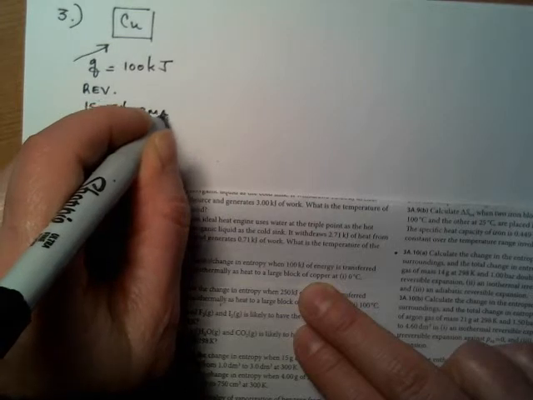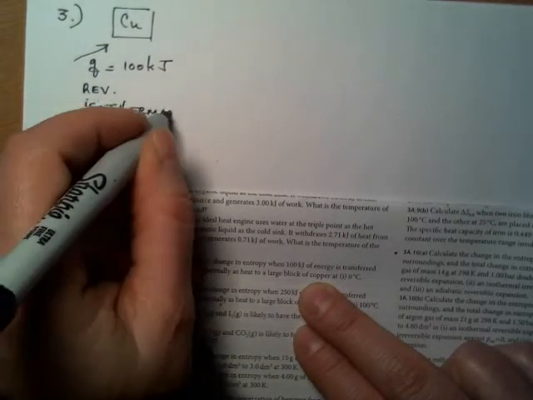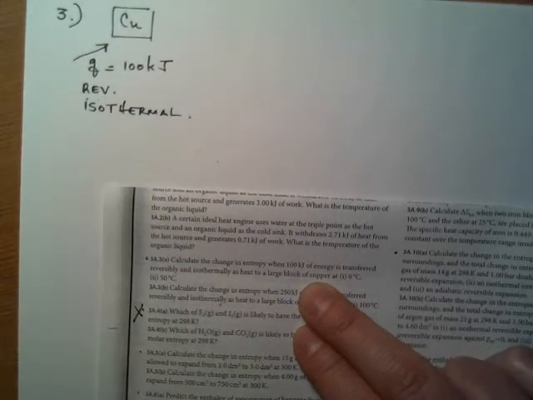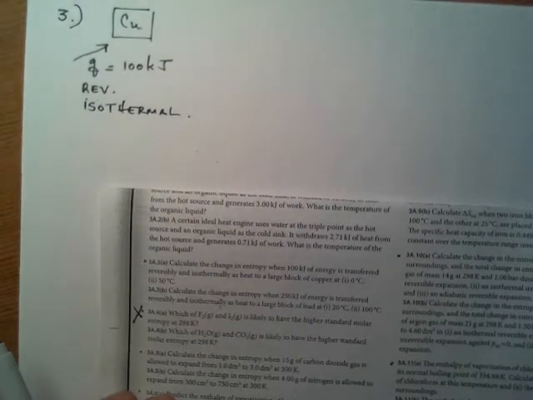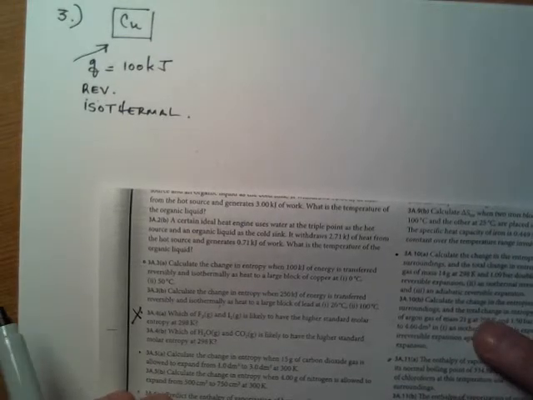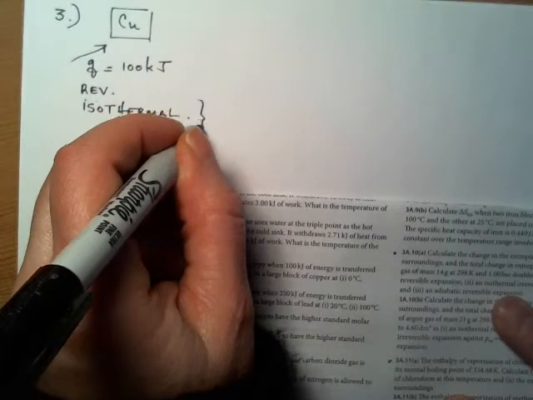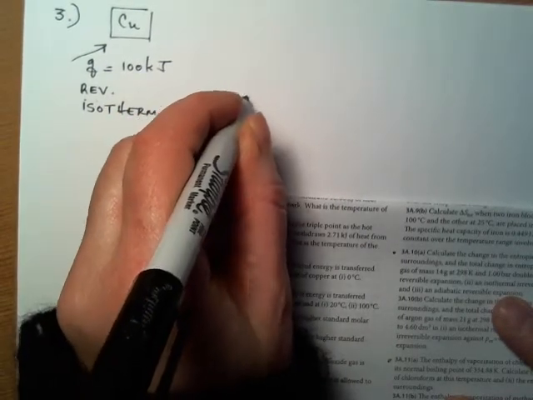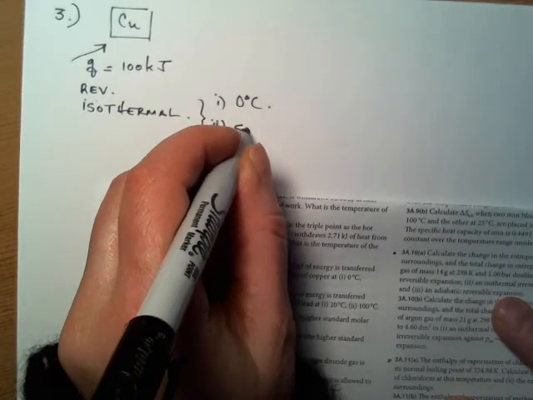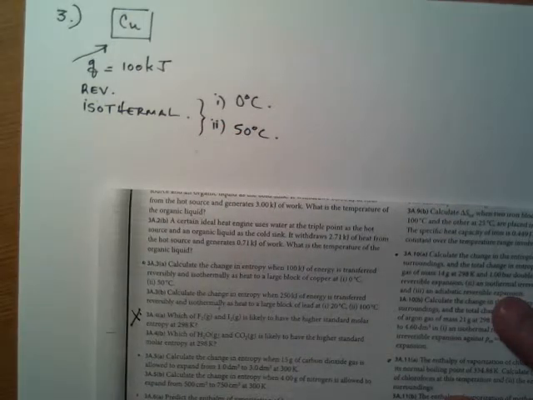Isothermally. So I have an isothermal transfer of Q, which sounds a little strange, but that's okay, to a large block of copper. And I think that's the key word there, that it's a large block at 0 degrees Celsius and then at 50 degrees Celsius. So there's really two things. We'll do them one at a time. So it's done first at 0 and it's done secondly at 50 degrees Celsius.